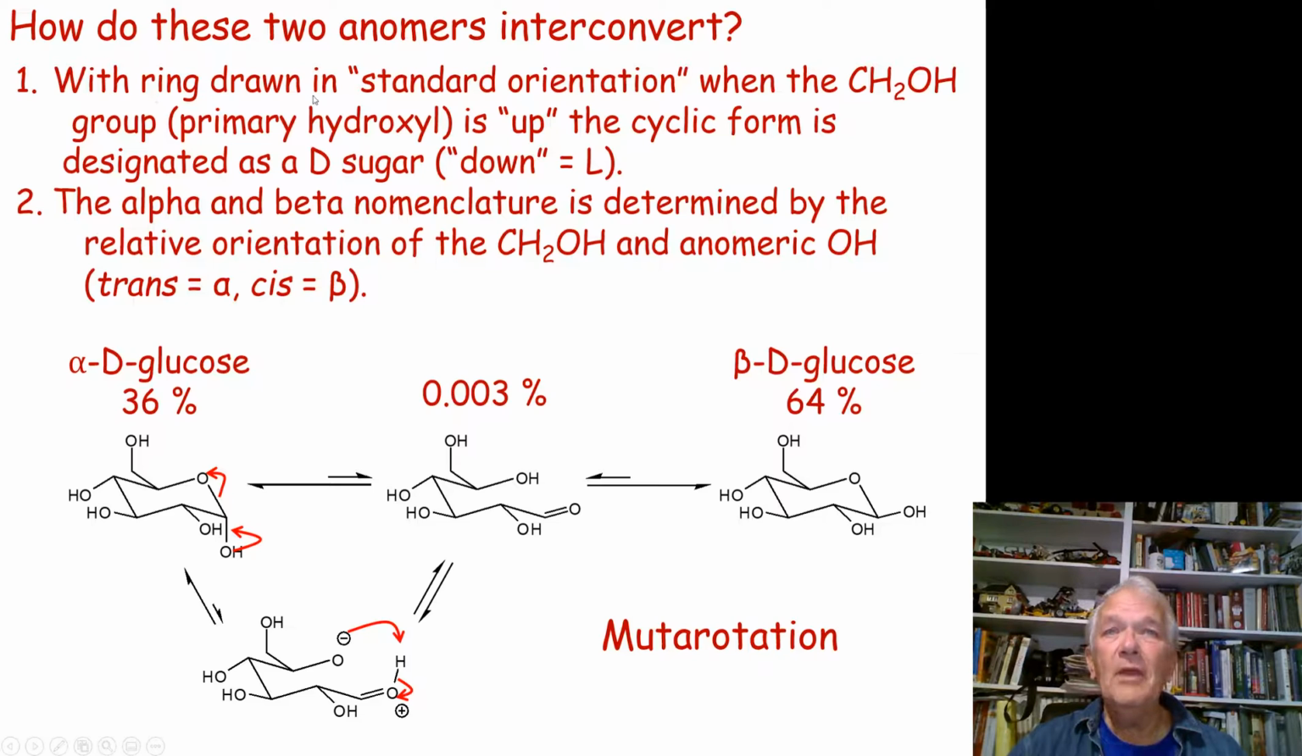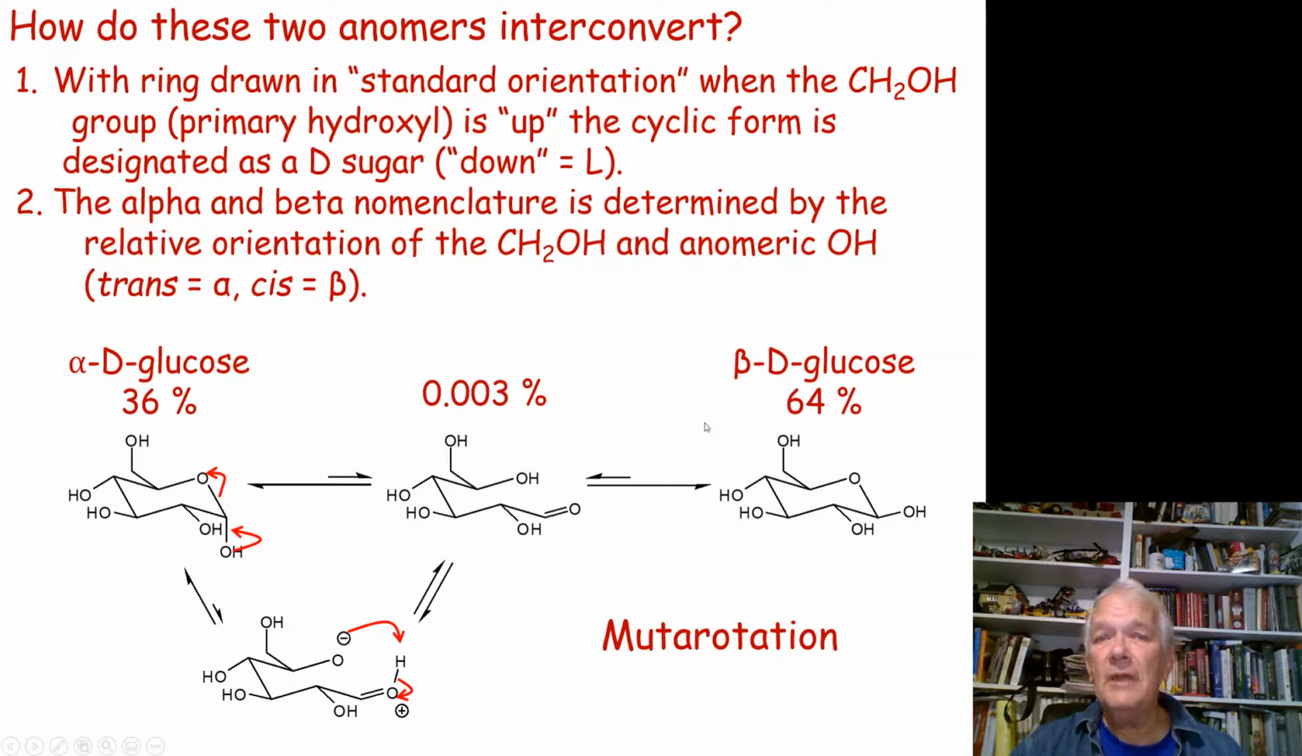Now, there's a lot of nomenclature we have to worry about. With a ring drawn in standard orientation, by that we mean the oxygen at this particular position, you're always going to draw these rings the same way. There's one carbon which is not part of the ring, the CH2OH. If that is on what we call up, then this is designated as a D sugar. Most of the sugars we deal with are D sugars, so when you see these drawn in this standard orientation, normally this group will be up because it will be a D sugar. Now, there are L sugars, and we have to worry about them, but the D sugars are the most common.